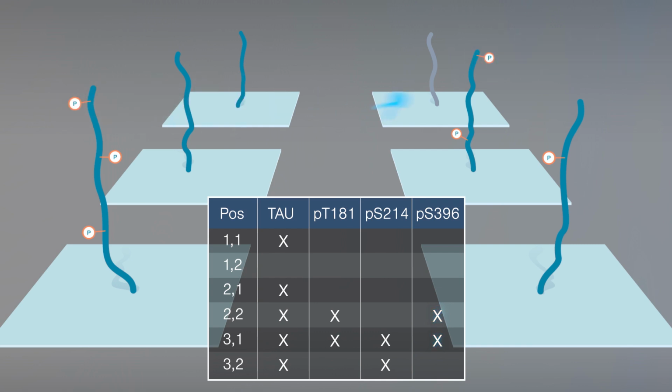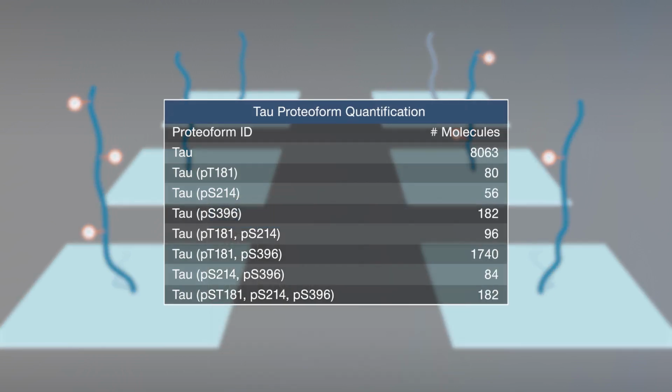Because each landing pad contains only a single protein molecule, we can count the number of times a proteoform is identified to determine its abundance. At the single molecule level, identification equals quantification.